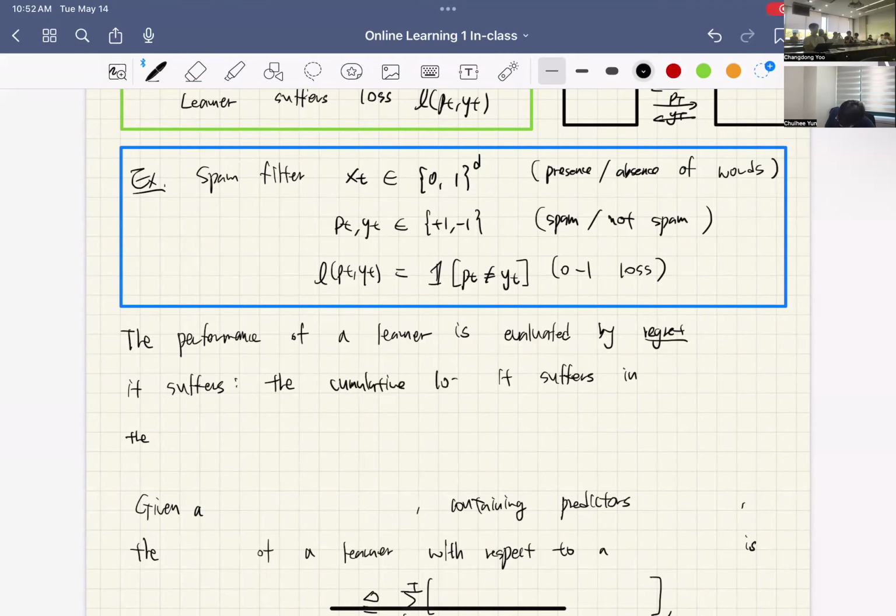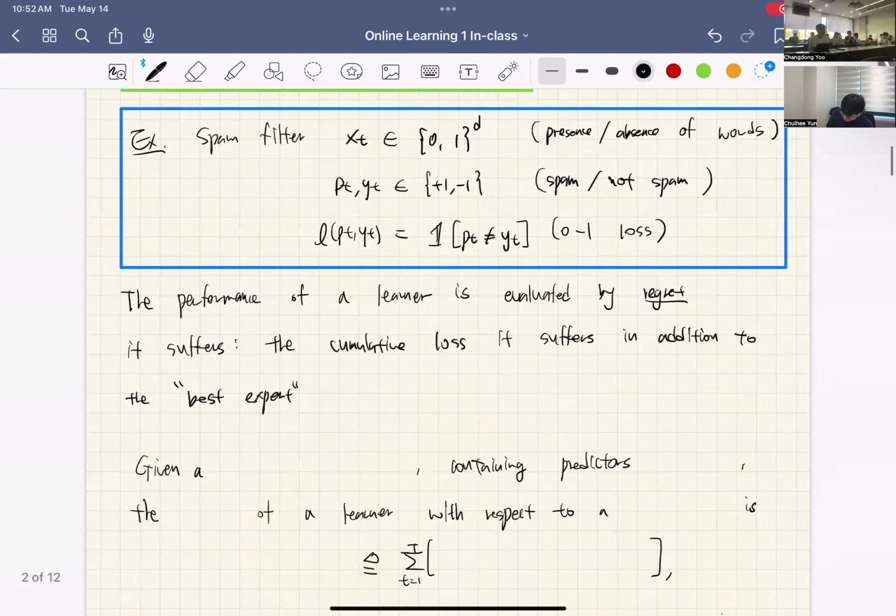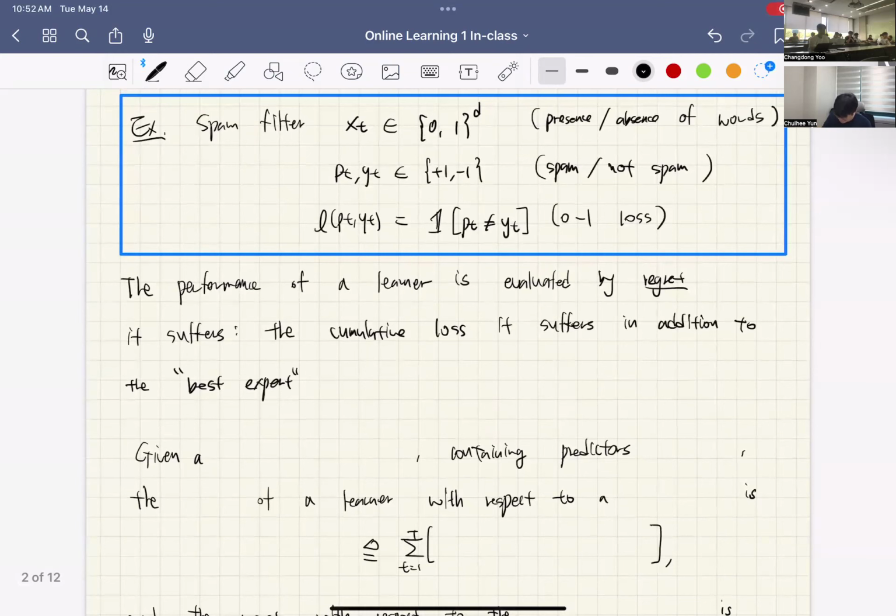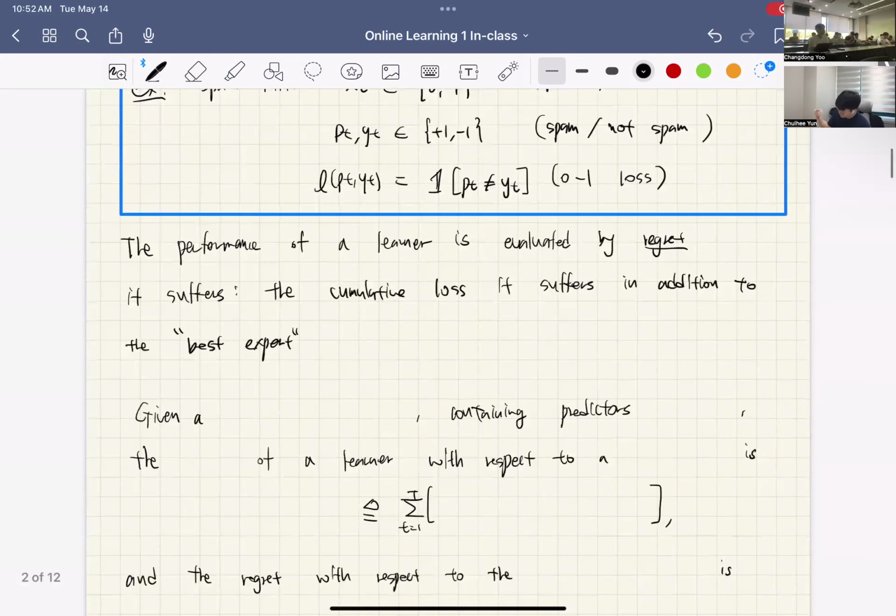The cumulative loss the learner suffers, but not the exact cumulative loss itself, we have to compare with some expert. So what I mean by this, in addition to the best expert, will be clear. In order to calculate the regret, we need to actually come up with a set of experts, which I'll call the hypothesis class.